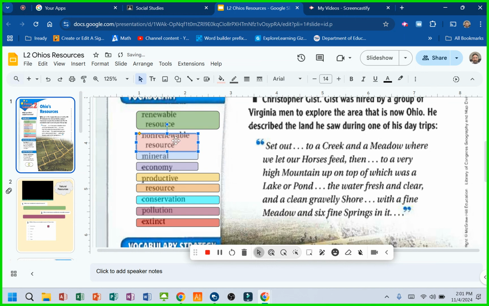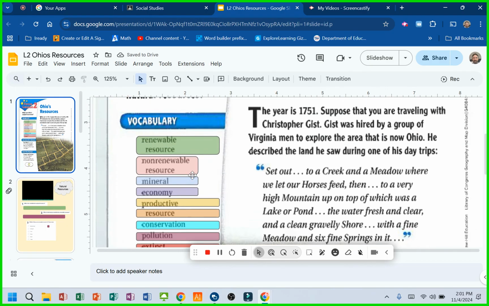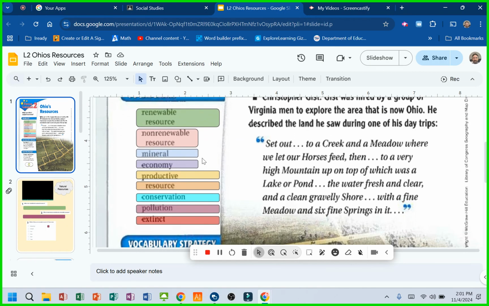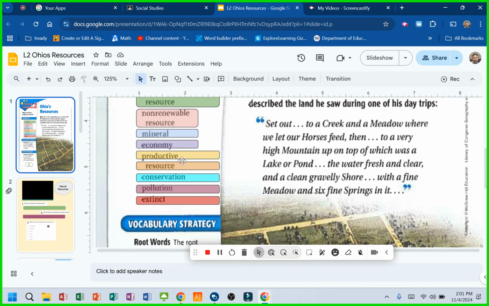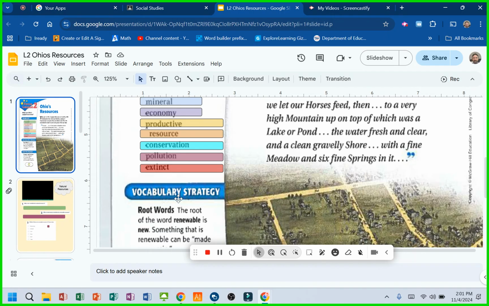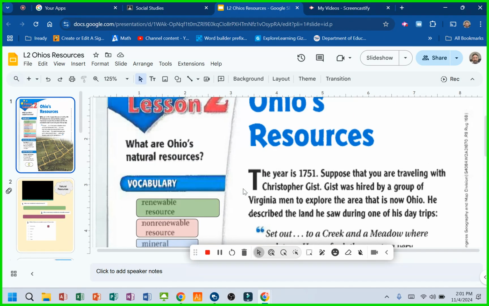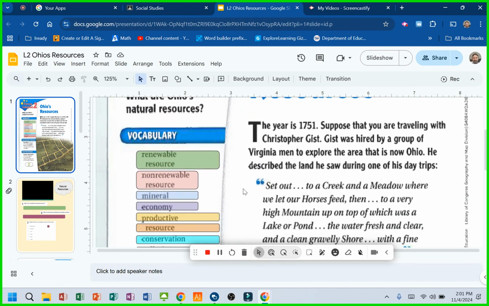Hey, one smarty pants in the room. Can someone tell me what the prefix non means? JJ. Not renewable, non-renewable, and renewable, right? We have mineral, we have economy, we have productive, we have resource, we have conservation, pollution, and extinct. All right? So, Ohio's resources.